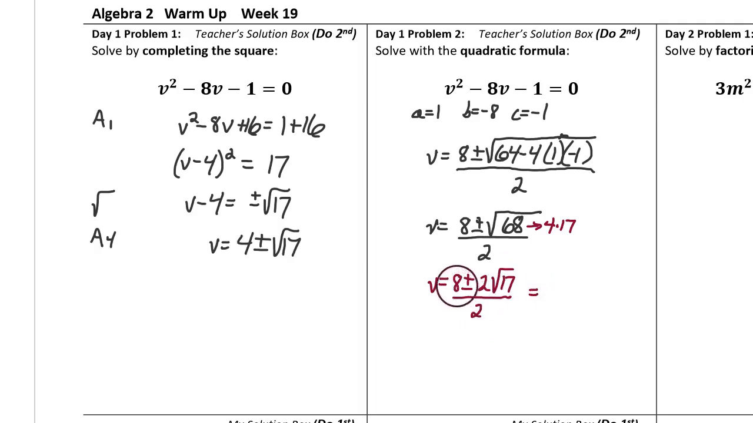Finally, let's reduce, because 8 divided by 2 makes 4. And over here, 2 divided by 2 cancels out to just a 1. As expected, the same two answers as last time.